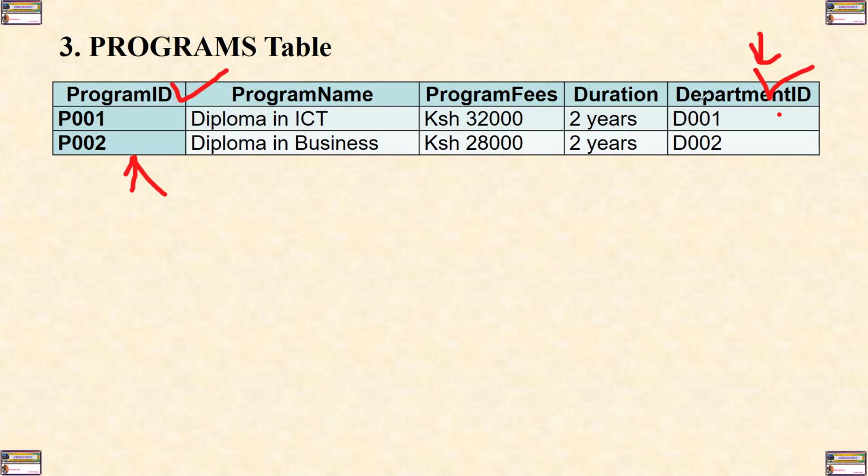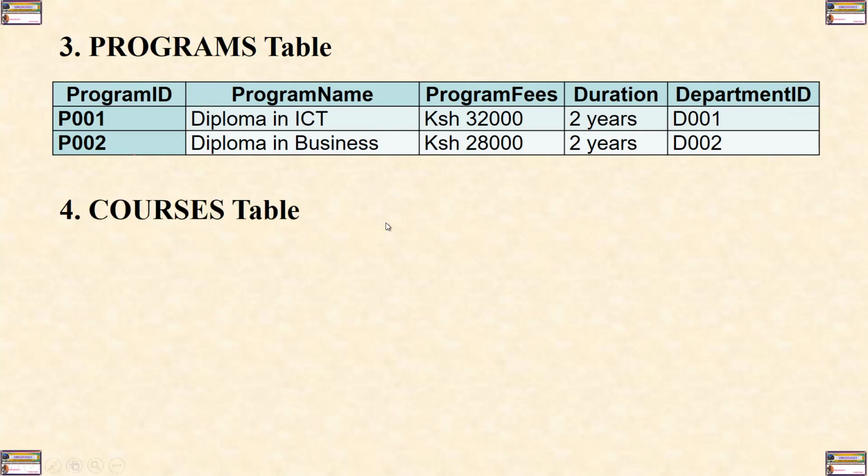So programs are being offered through a department. We have to indicate diploma in ICT is being offered through which department? D001. That is, as you have seen, ICT. Diploma in business is being offered through which department? So, my dear students and the rest of the learners, as you develop tables in second normal form, kindly note those aspects.